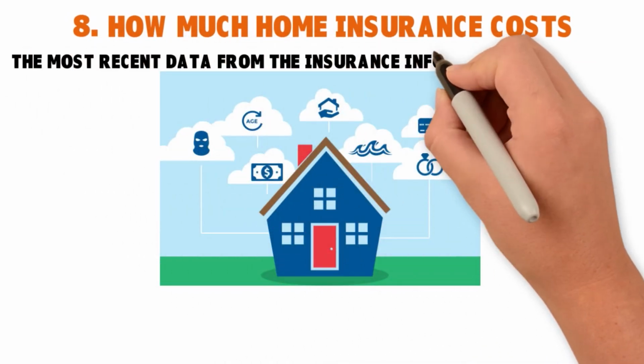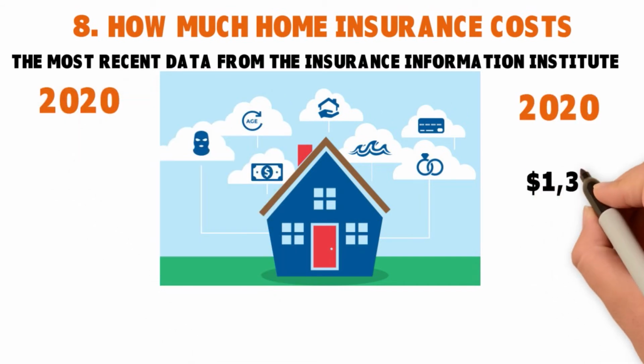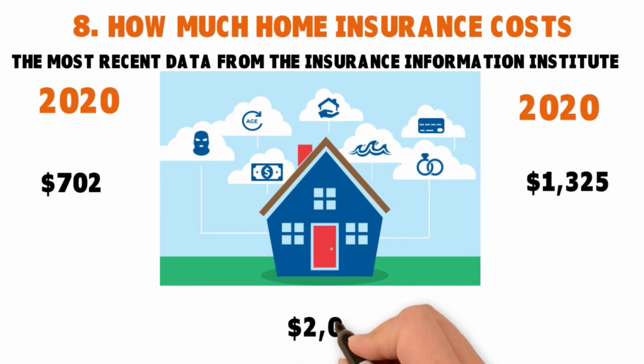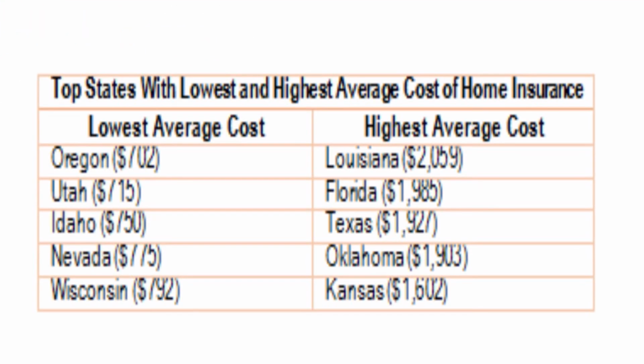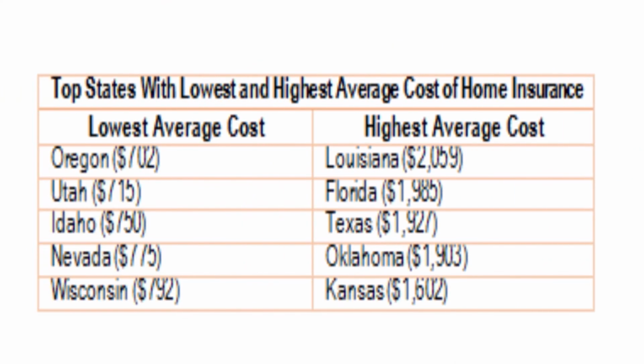The most recent data from the Insurance Information Institute, the III, found that the average cost of home insurance in 2020 was $1,325. However, this average varies by state, ranging from $702 per year in Oregon to $2,059 in Louisiana. We're showing here on the screen a small table of the states with the lowest and highest average cost of home insurance. You can see that the first is Louisiana when it comes to the highest average cost, and the lowest is Oregon. In between you have Utah, Idaho, Nevada, Wisconsin, Florida, Texas, Oklahoma, and Kansas.